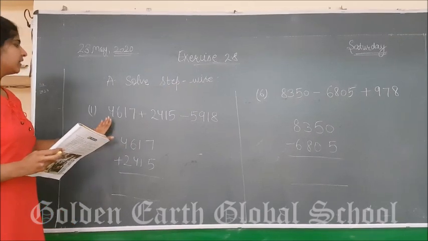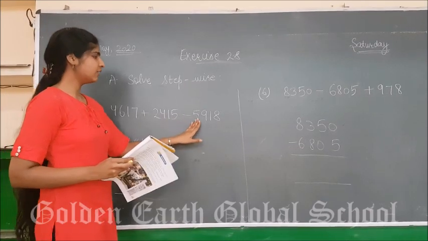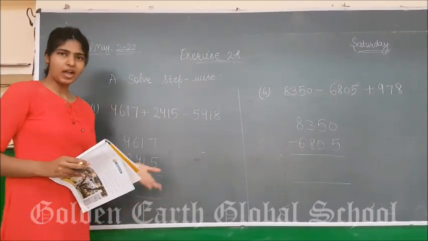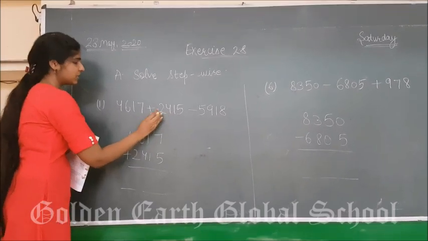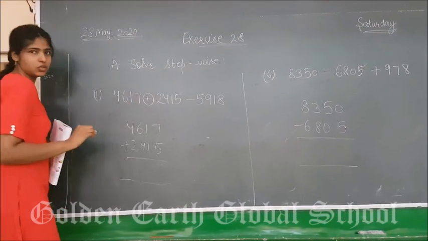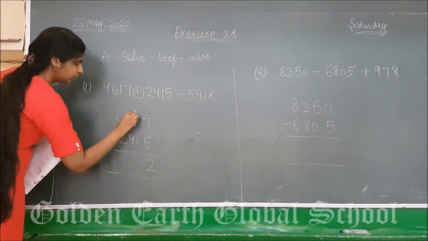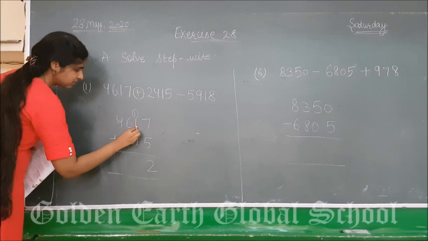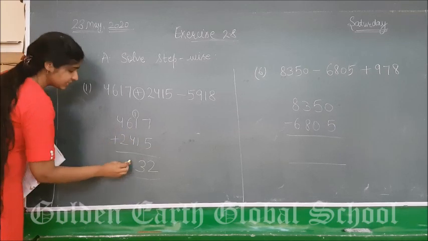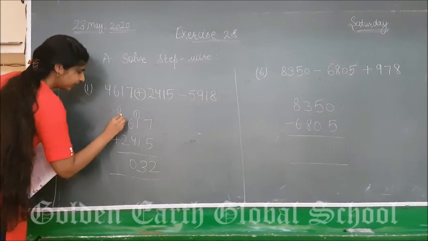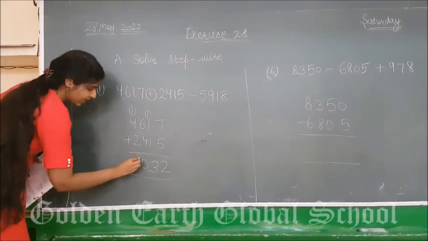So first statement is 4617 plus 2415 minus 5918. So what you have to do, first take the first two numbers. First two numbers में what we have? Addition. So solve addition. 7 plus 5 is 12. 1 ऊपर carry, right? 1 plus 1 is 2. 2 plus 1 is 3. 6 plus 4 is 10. 0, 1 ऊपर carry. 1 plus 4 is 5. 5 plus 2 is 7.